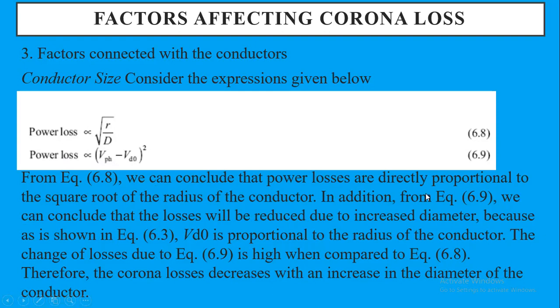We can conclude that the power loss is directly proportional to the square root of the radius of the conductor. In addition, from equation 6.9, we can conclude that losses will be reduced due to increased diameter. So if we increase the diameter of the conductor, corona loss would be reduced, because as in equation 6.3 previously, the disruptive voltage is proportional to the radius of the conductor. The change of loss due to equation 6.9 is high when compared to equation 6.8. Therefore, the corona losses decrease with an increase in the diameter of the conductor.